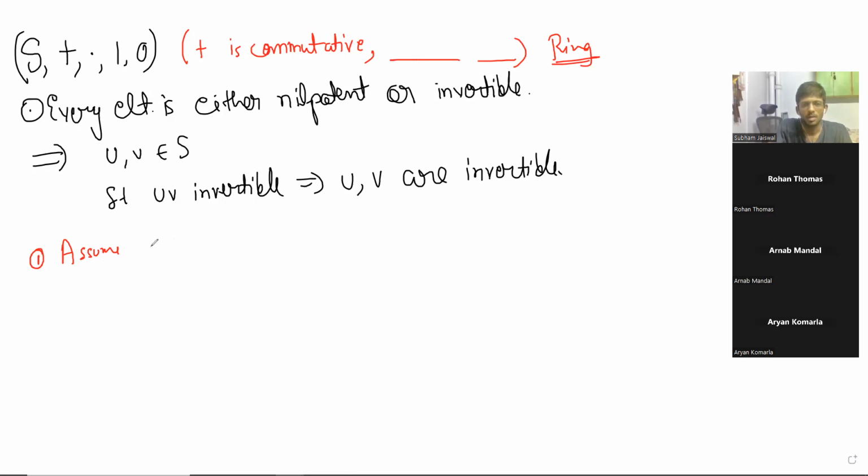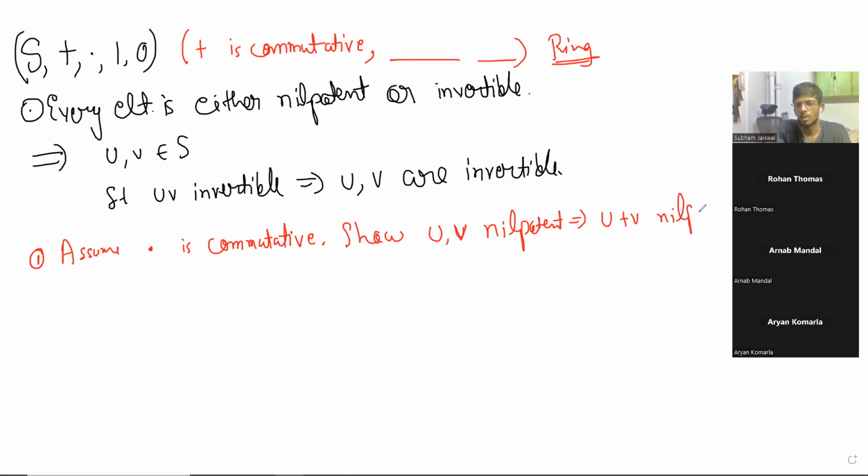Assume now that multiplication is commutative. Okay. And show that U and V nilpotent imply U plus V nilpotent. Okay.